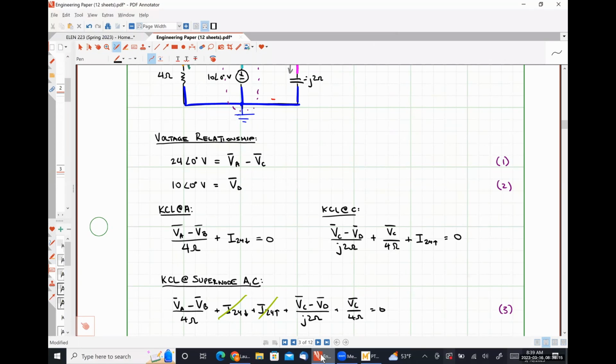So let's work on this next thing. So we're going to write this KCL at supernode AC equation. We're not going to put this plus I-24 minus I-24 thing. Those obviously cancel out. So we're just going to throw that part out because that would require us to introduce another variable in our guess section anyway. So VA minus VB over 4 ohms is our first term.